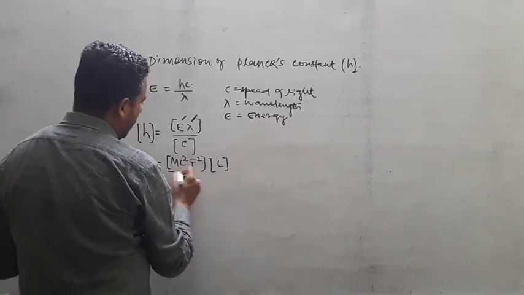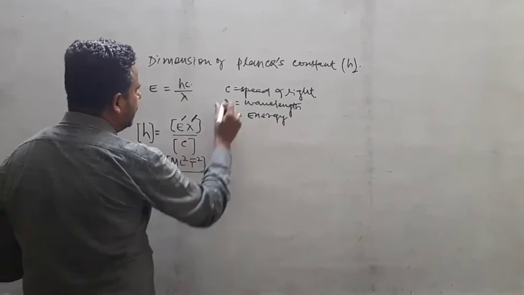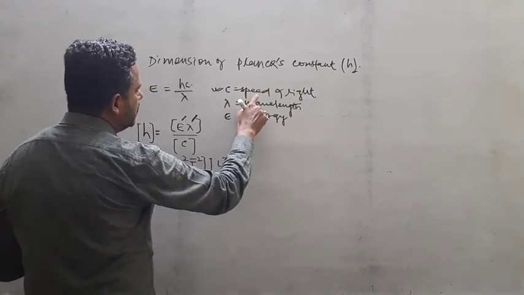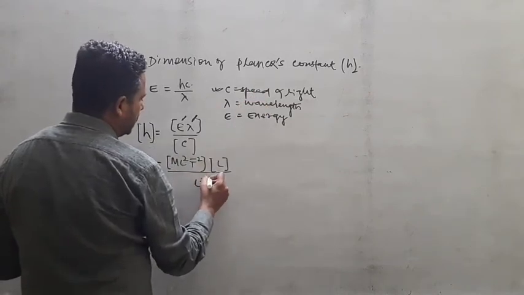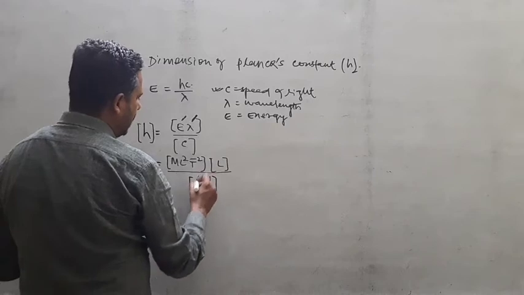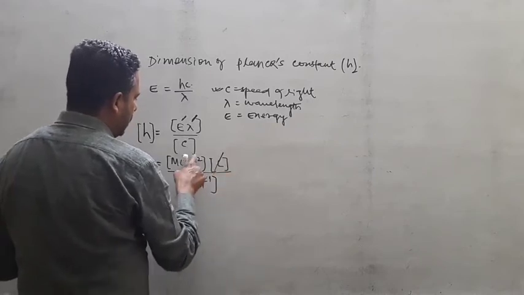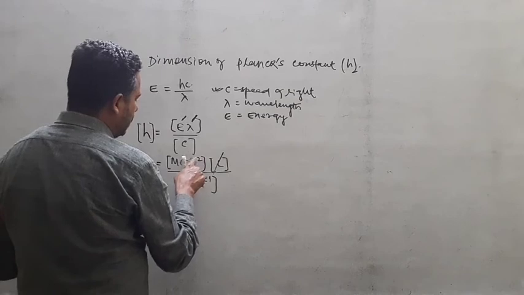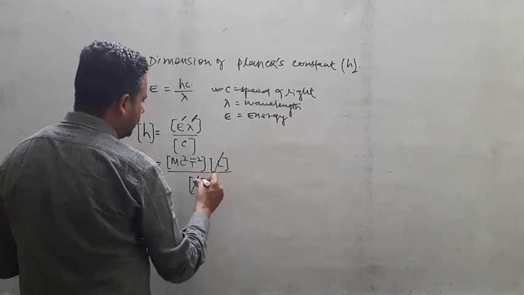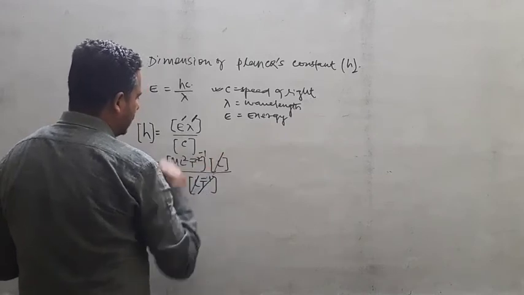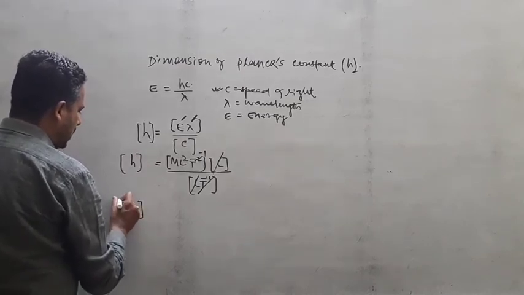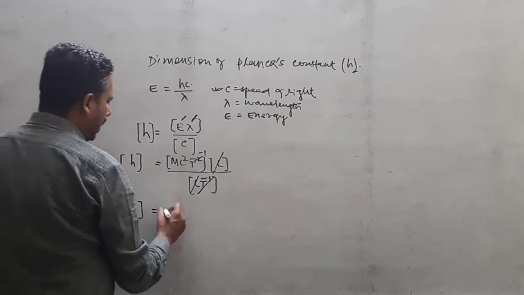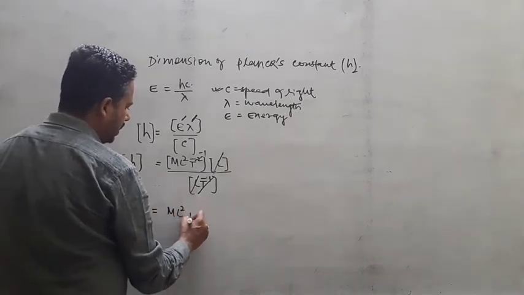And then divided by c. c is the speed of light. So speed of light is meter per second, so Lt minus 1. Now you can see here that L and L will be cancelled, and then one T will be cancelled, because there is T minus 1 and there is T minus 2. So this T minus 1 will be cancelled by T minus 1. That's why the dimension of your Planck's constant h will be ml2 t minus 1.